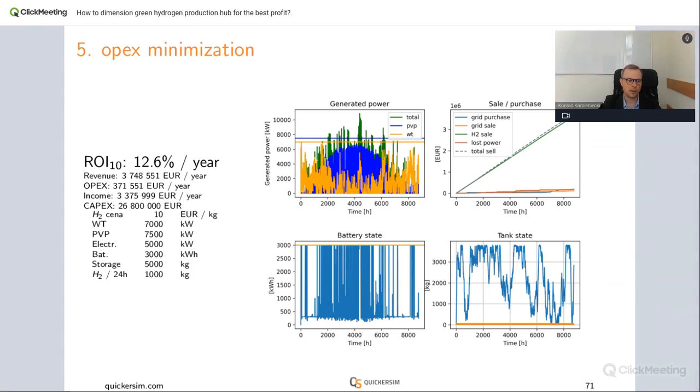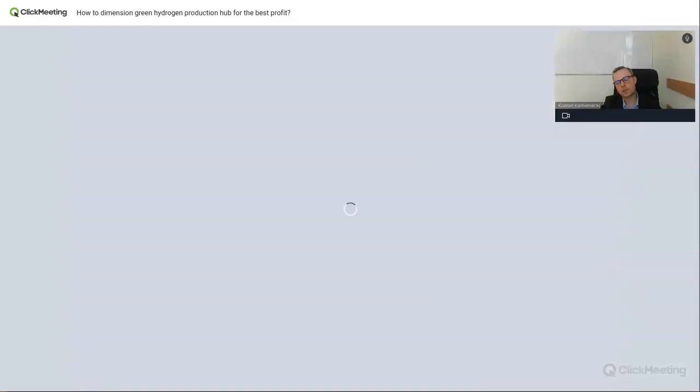So the return on investment is smaller because capex is higher. It's 26 millions. But I have the smallest amount of energy purchased from grid for this simulation. As you can see, the blue line, which is for grid purchase, is below the orange line, which is energy sale to the grid. Yes, so this is another possible configuration or objective of our simulation.